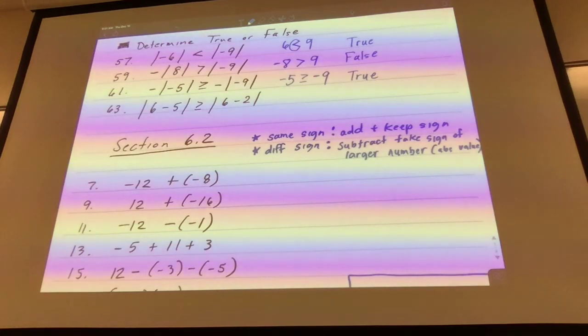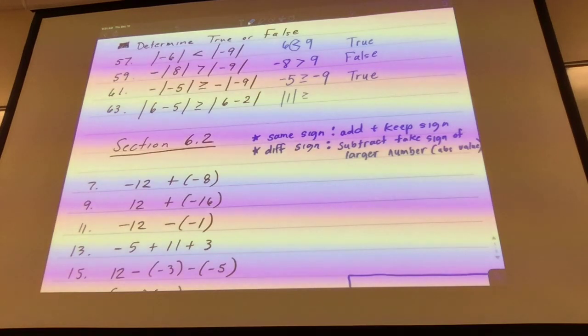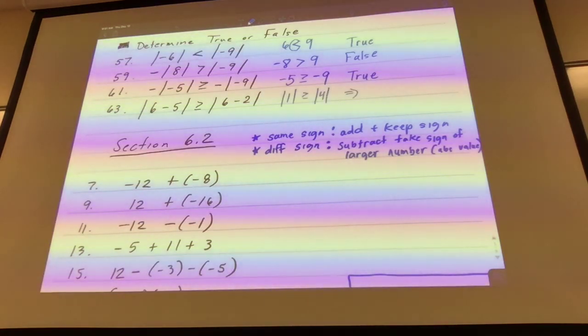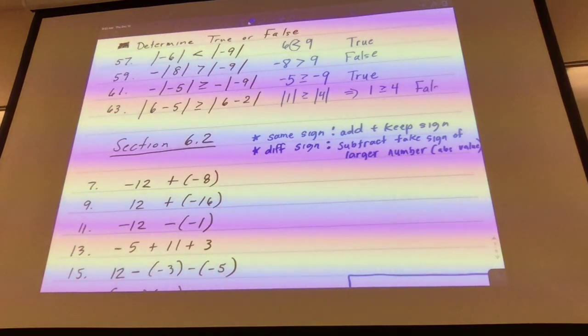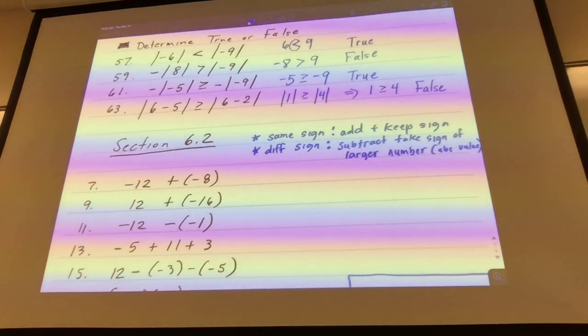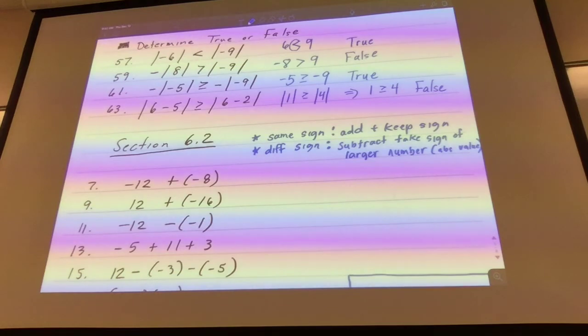And the last one here, that's going to be the absolute value of 1, the absolute value of 4, which means the absolute value of 1 is 1, the absolute value of 4 is 4, and 1 greater than or equal to 4 is not true. So that's false. So that's a section you should be pretty familiar with too.